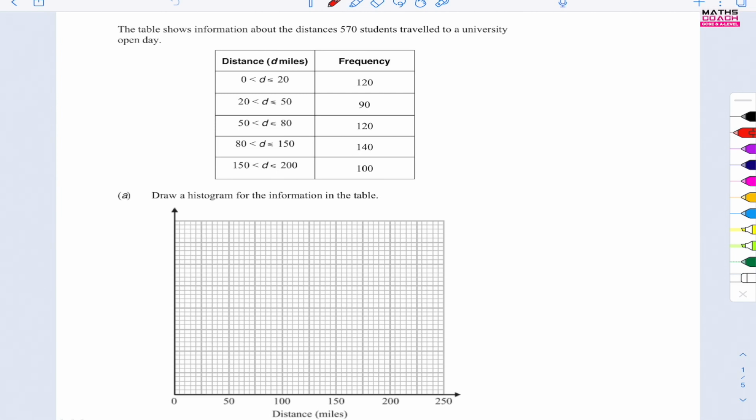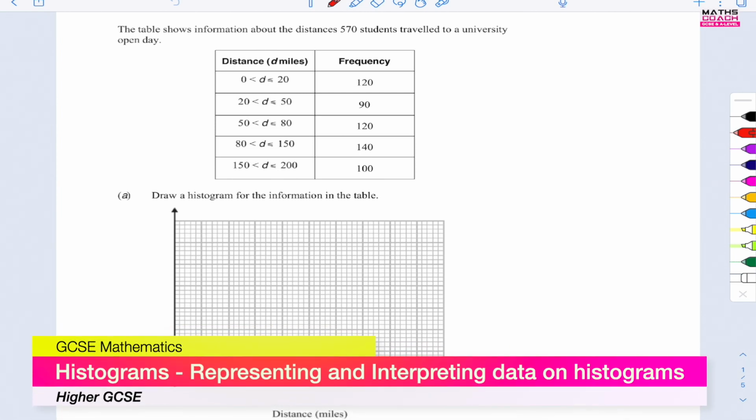In this video, what I'm going to show you is how to draw histograms. In another video, I will show you how to find the averages from histograms, such as the median. But in this one, if you haven't done histograms before and you just need to learn how to do it, or you need a revision on it, then you're in the right place.